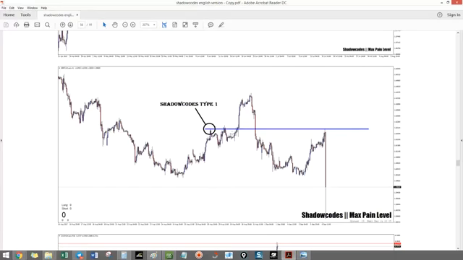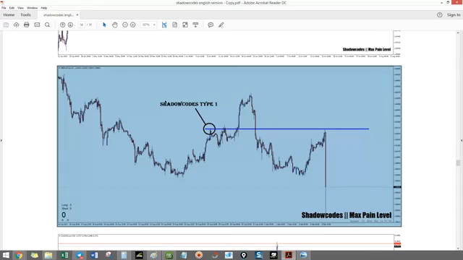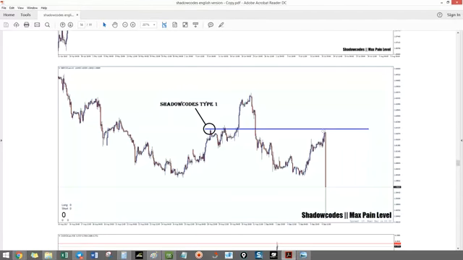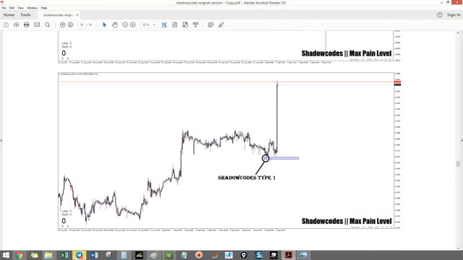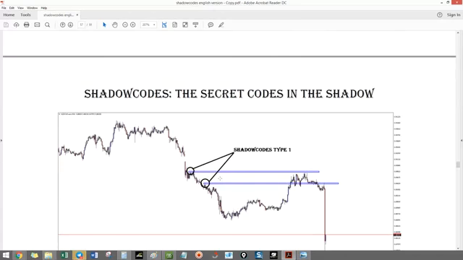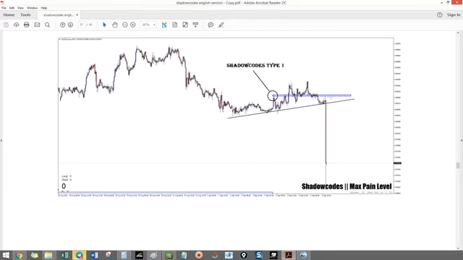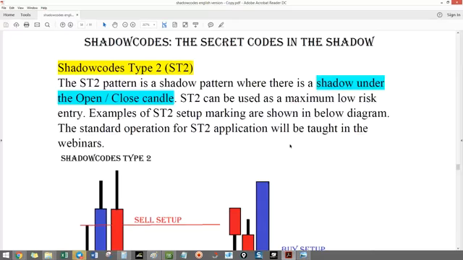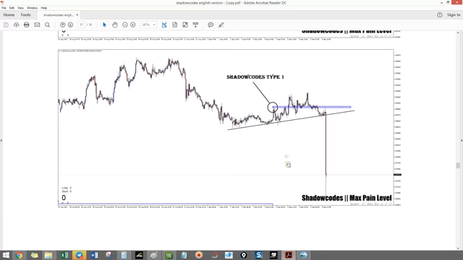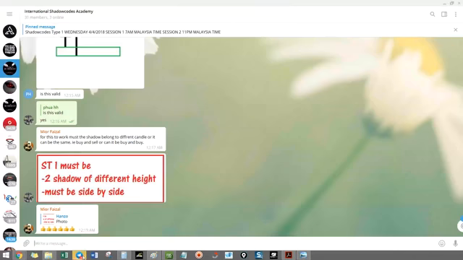Okay, so this is ST1 during the news. Over here you can get the ST1, and then price touched here and went down. This one is the same thing. Shadow codes over here also. Shadow codes type 1 over here. Sniper. Okay, so that's it for type 1.